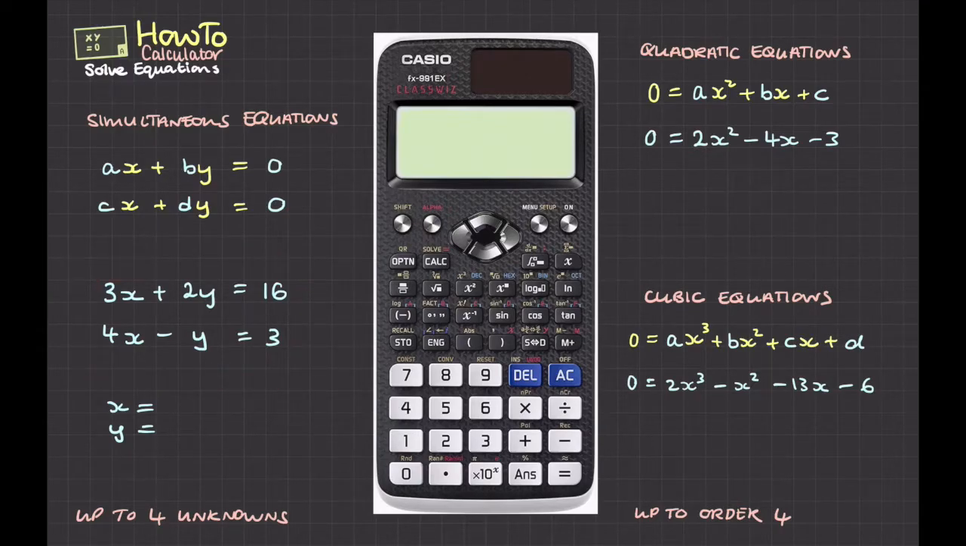So I'm going to put 3, then equals, then I'm going to do this one here, 2, and then equals, and then I'm going to put 16, and then press equals, and it's filling out on the calculator. So I'll keep doing that, put in 4, and here we've got -1, minus is here, -1, press equals, and then the last number there, 3. And then you just simply press equals again, and it tells you the answer. So it says x is 2, and y is 5.